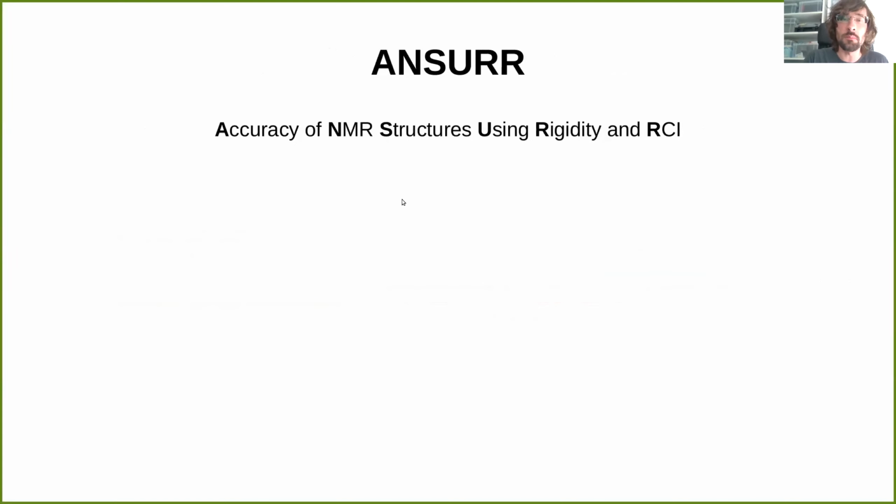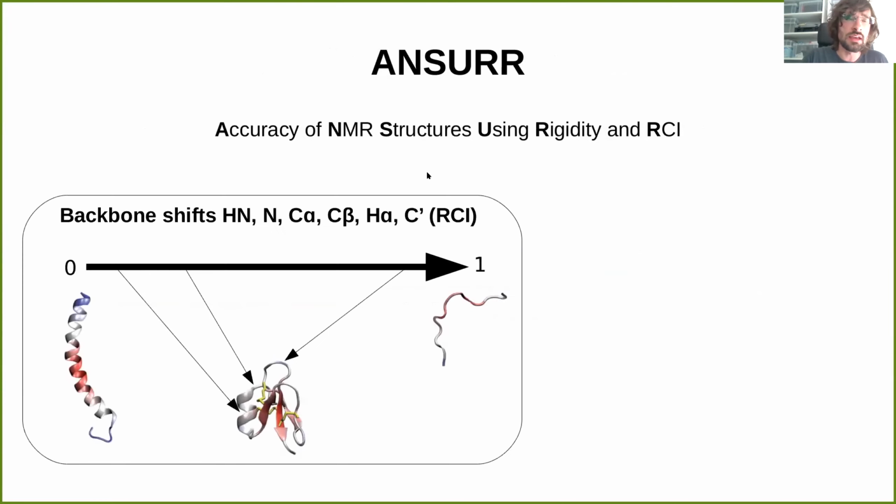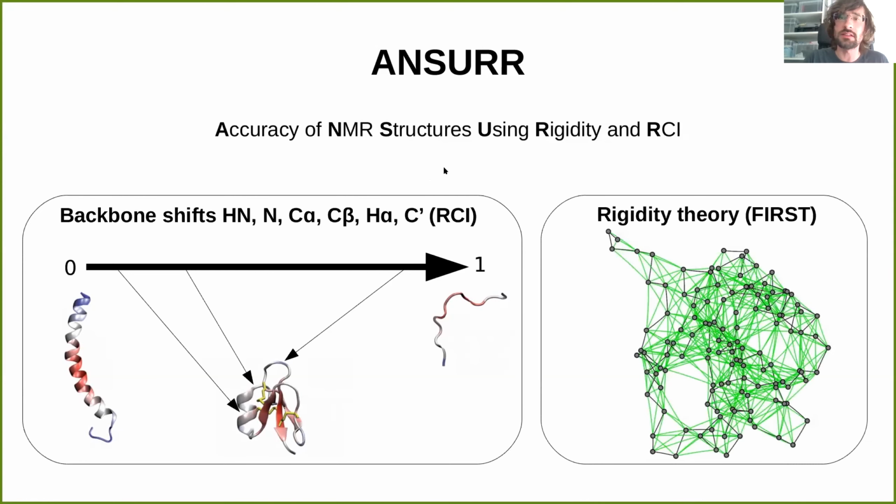So I'd like to present our new method for validating NMR structures, ANSWER, which stands for Accuracy of NMR Structures Using Rigidity and Random Coil Index. Briefly, how it works is we compute the flexibility of the protein using backbone chemical shifts, and then compare that to the flexibility of the structure that we compute using rigidity theory. And the idea is if these two things agree with each other, then perhaps we have an accurate structure.